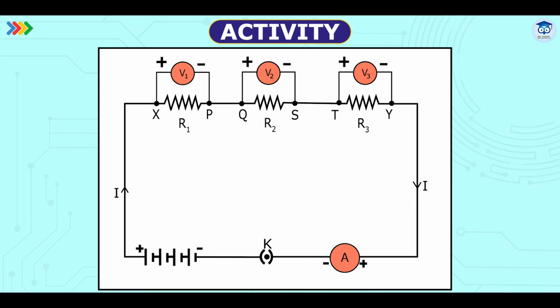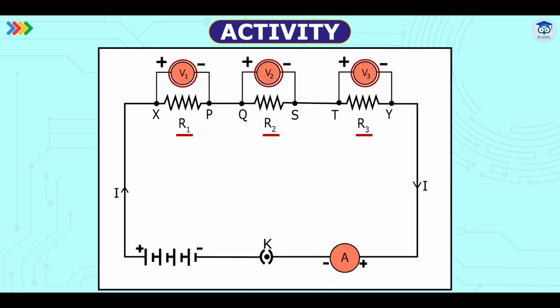Next, we disconnect the voltmeter across X and Y and instead measure the potential difference across each individual resistor. We can start by measuring V1 across the first resistor R1, which lies between points X and P. Then, we measure V2 across the second resistor R2, placed between points Q and S. Finally, we measure V3 across the third resistor R3, positioned between points T and Y.